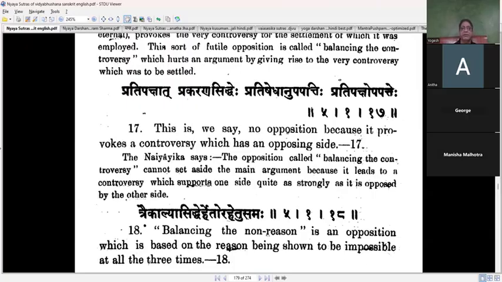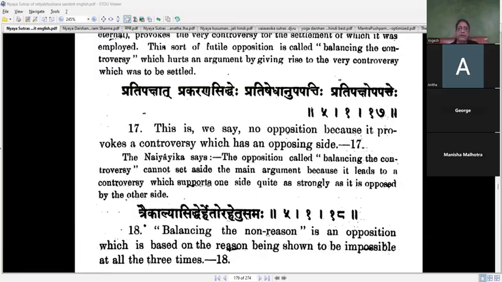Pratipakshat prakarana siddhe. So we have to say the prakarana, the situation that you're talking about, the situation where we are discussing, you have to prove that also. Pratipakshat prakarana siddhe pratishedha anupapattih pratipaksha upapatteh. So the opponent needs to prove his point. He has to prove his point, and for that he must present a conclusive point. You cannot just disagree with me by giving some opposing example.